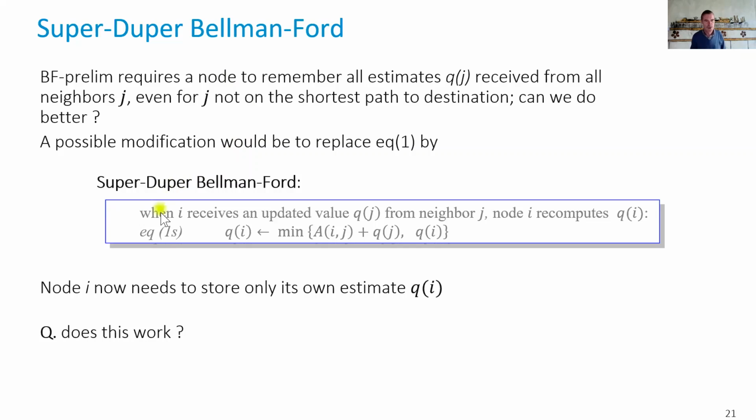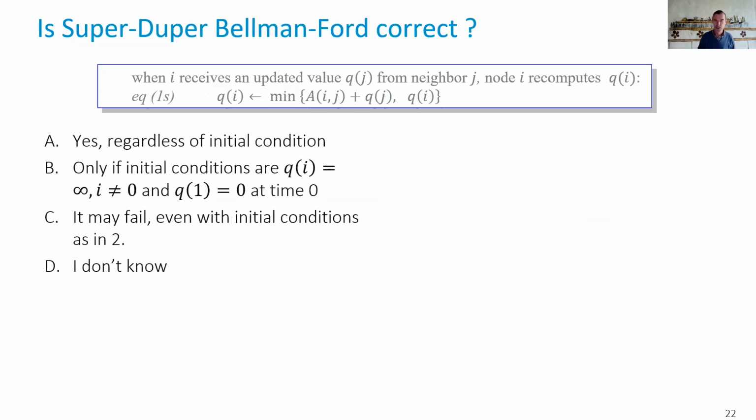So if we want to remove that, then we can improve it with a super duper version of the algorithm that would do the following. I keep only my estimate, and whenever a neighbor gives to me an updated estimate, I recompute what I had by comparing what I had before with what I can deduce from what I have. If neighbor J gives me this value, I see here is the cost I will have if I go via J. Here's the cost I knew before. I take the best, and therefore that does the job, because the only thing I need to keep in memory is my estimate. Does this work?